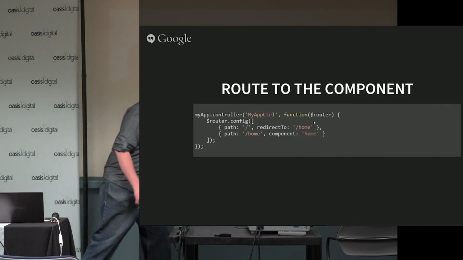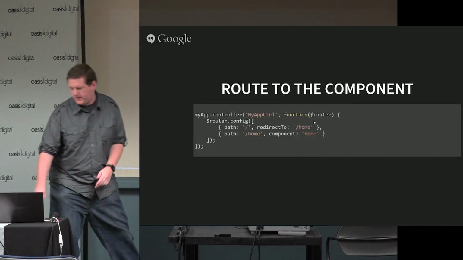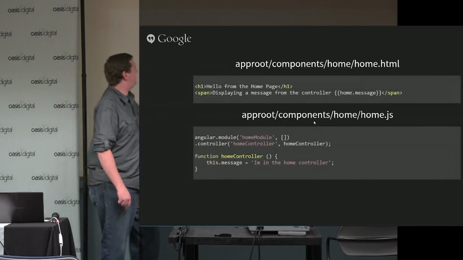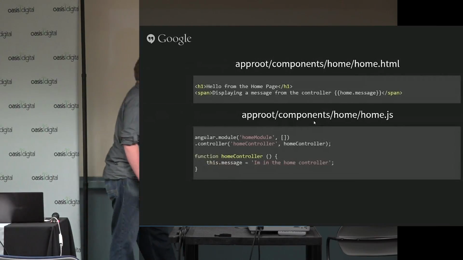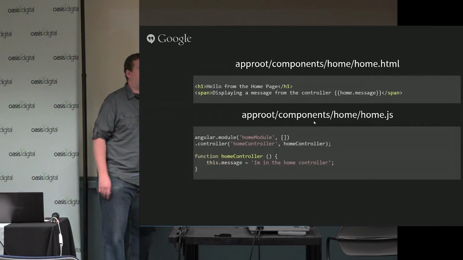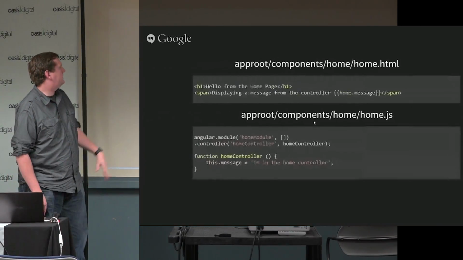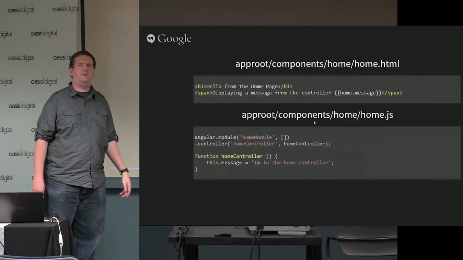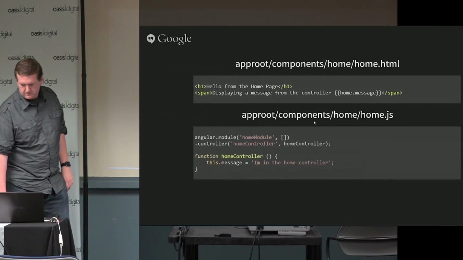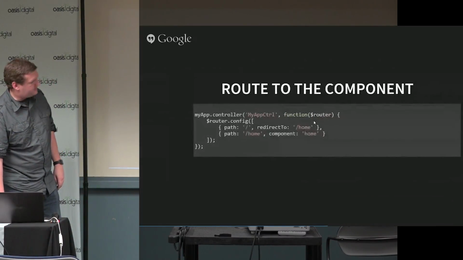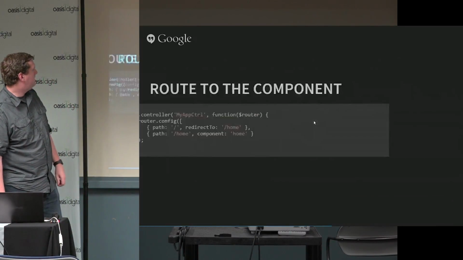And this right here, this home, is what determined how I named my controller. So this one word, the name of my component, is what dictated how I wrote all of this. So we have a way to route to it.